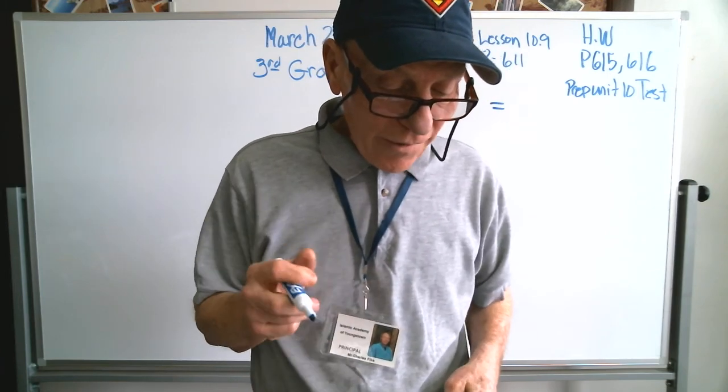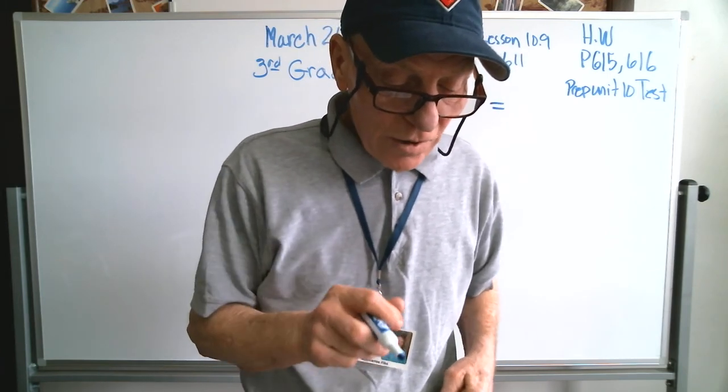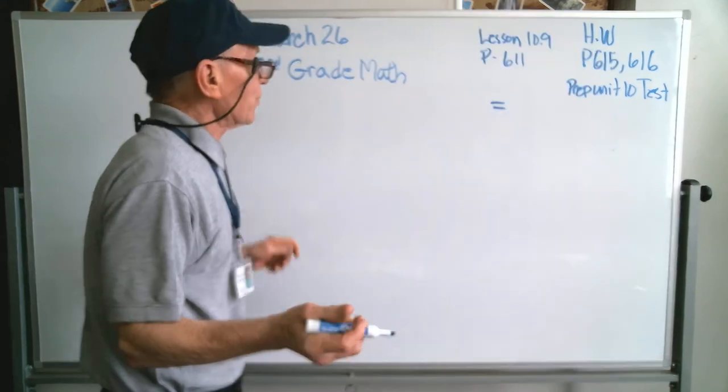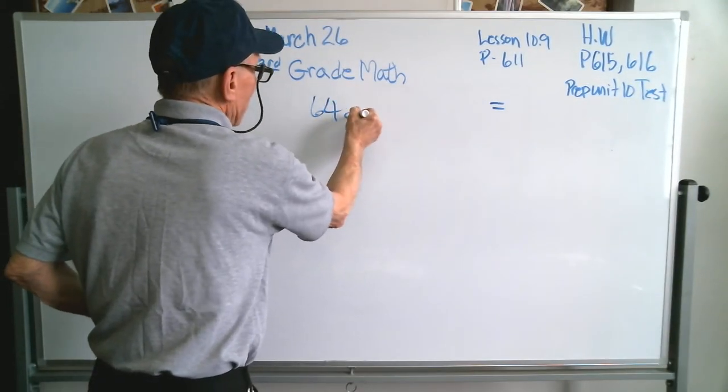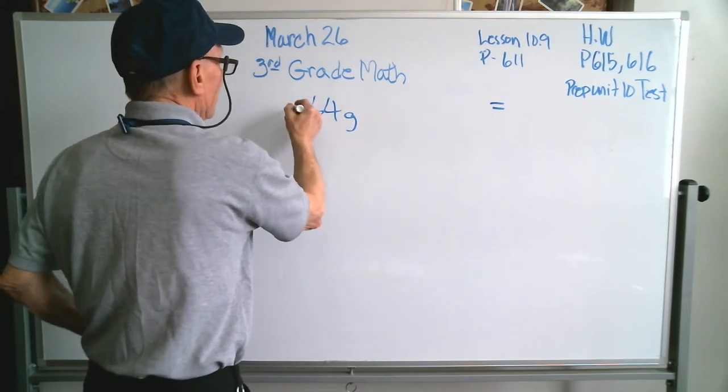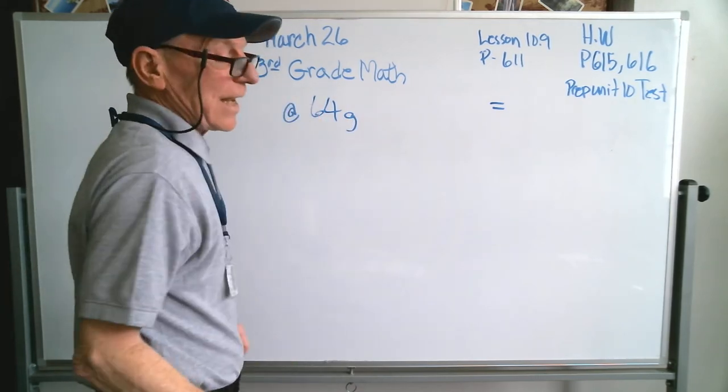So let's look. Ariel's recipe calls for 64 grams of apples. There's our first number. 64 label grams, and we're going to put a little A here because that's apples.